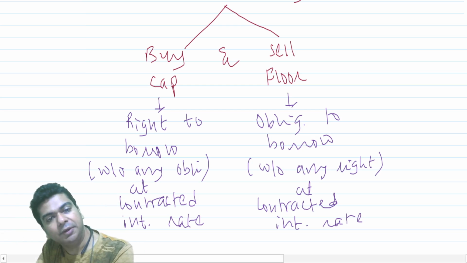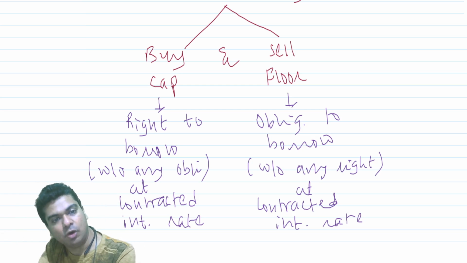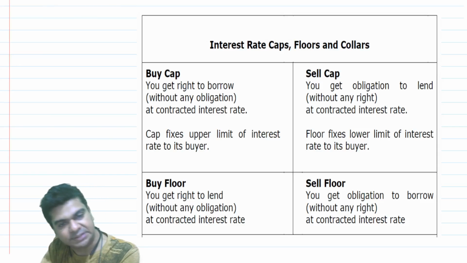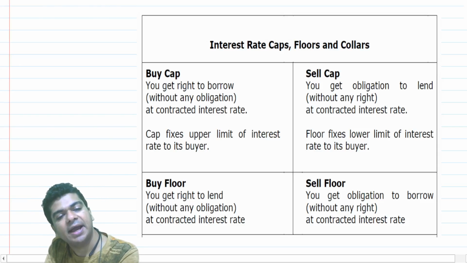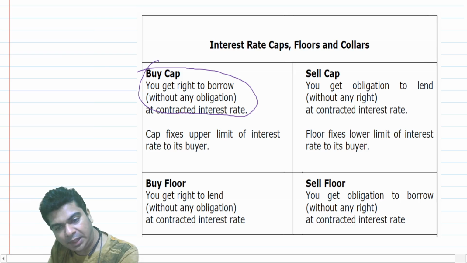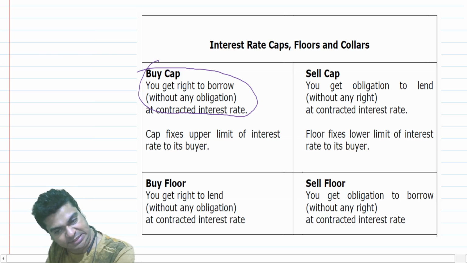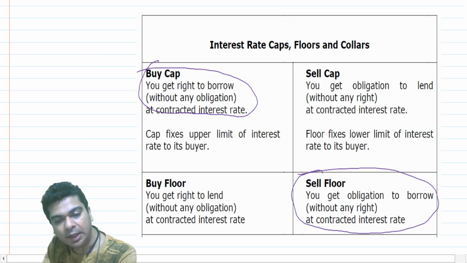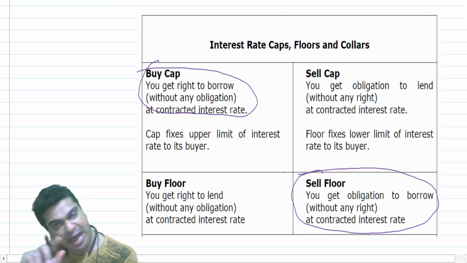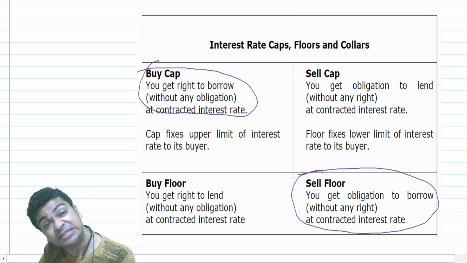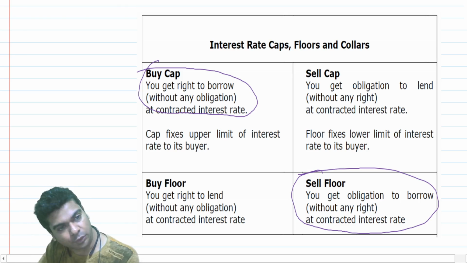I'll show you the note which is already there in your books. We are discussing this: if you buy a cap, you will get a right to borrow. And if you sell a floor, this is the combination that I am making, you will get an obligation to borrow. So I am getting a right to borrow as well as an obligation to borrow.